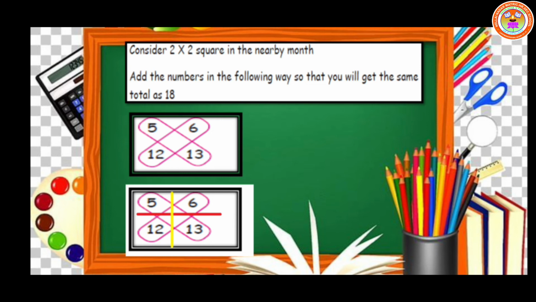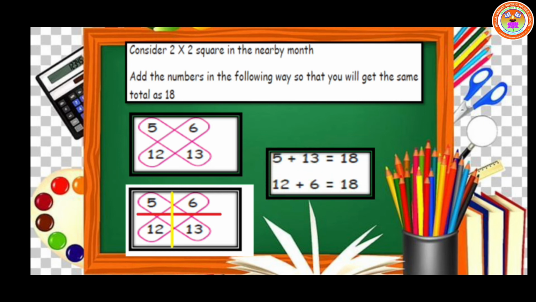Now, add the numbers in the following way so that we will get the same total, 18. How? I told you we are using the calendar based on patterns. So you have to take the cross pattern. 5 plus 13, if you add, you will get 18. Like that, 6 plus 12, if you add, you will get 18.